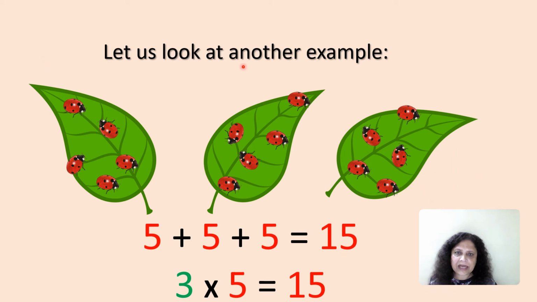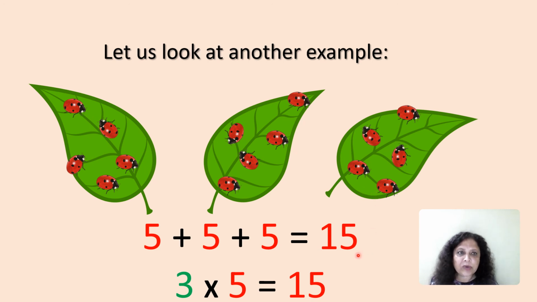Let us look at another example. There are 3 leaves. In each leaf, we have 5 ladybirds. So how many ladybirds are there in all? So let's count them by adding the numbers. 5 plus 5 plus 5 is equal to 15. If we count them all, the answer is 15.